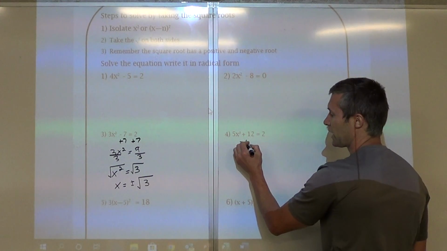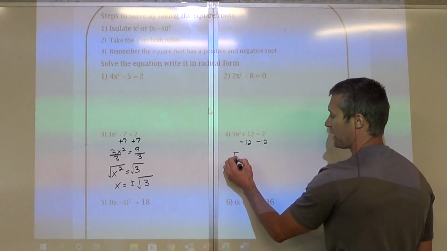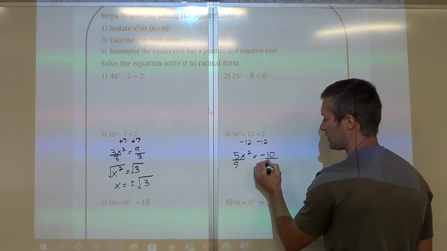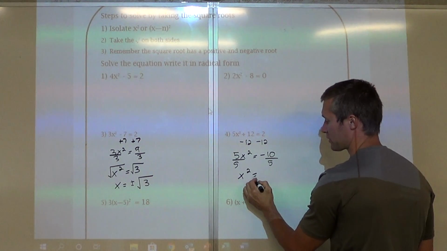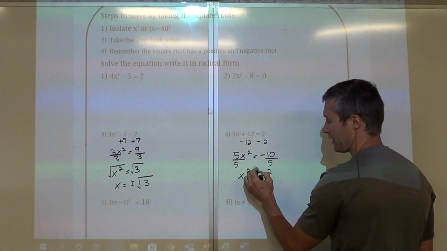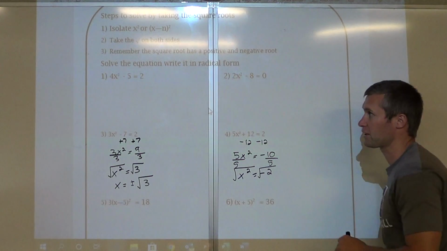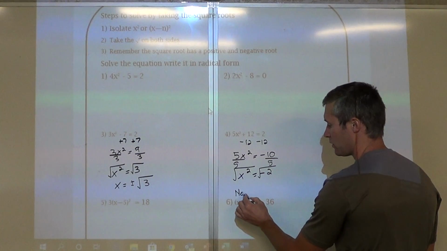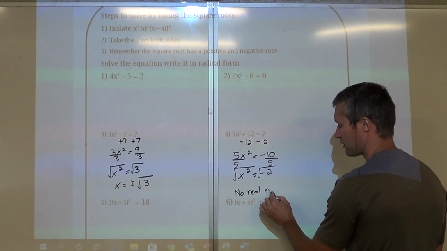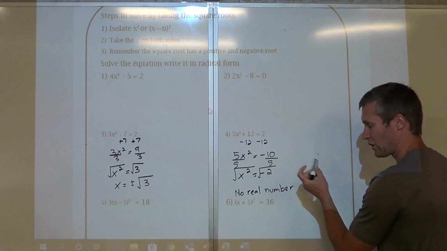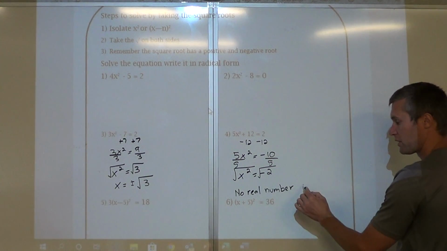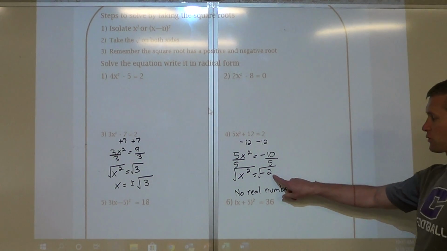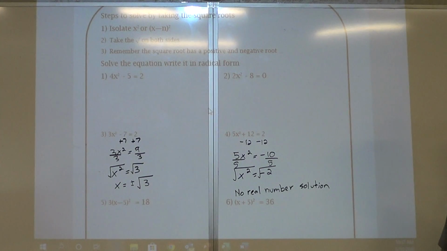If we come here, we subtract 12, and we get 5x squared equals negative 10. We divide by 5. X squared equals negative 2. And then we take the square root of that. We can't take the square root of a negative number, so we can write here, no real number solution. In Algebra 2, you actually learn what's called imaginary numbers. So no real number solution for it. So anytime I take the square root of a negative number, that's when we're going to have it.